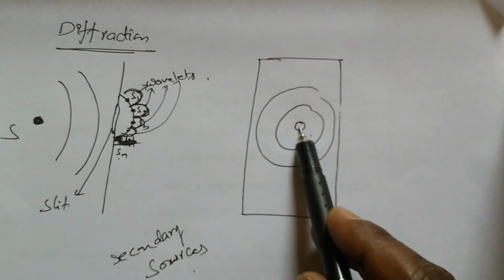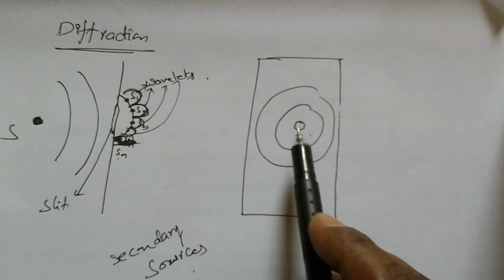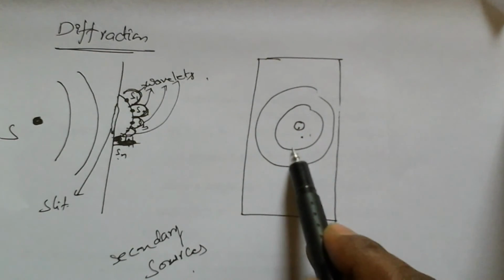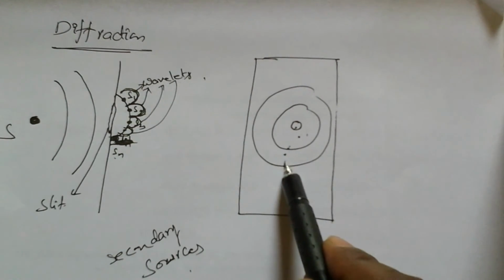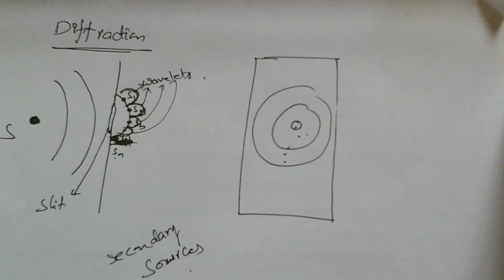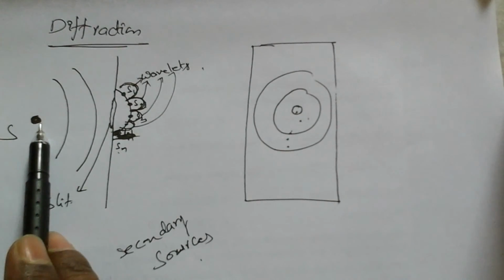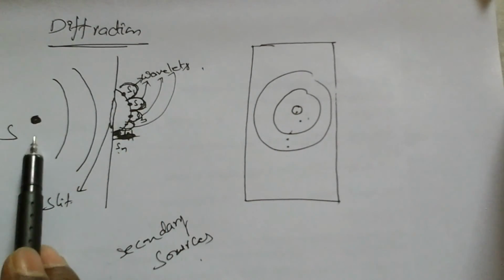In the diffraction pattern, the center will be bright, next dark, next bright, next dark, next bright, next dark. Here another most important point is that only one source is used. In diffraction, we use only one source.